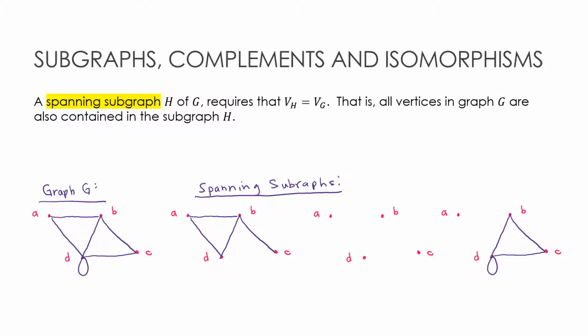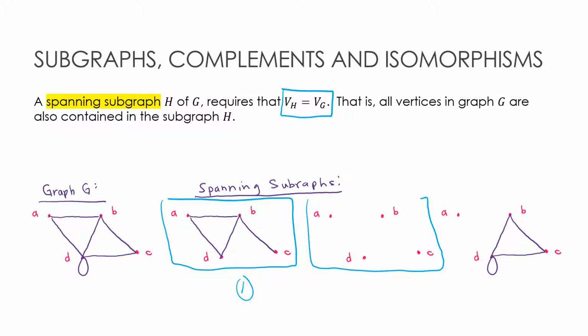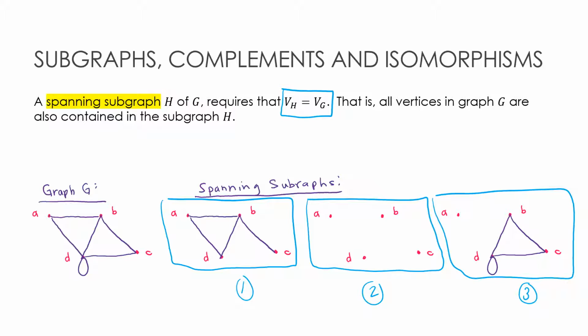A particular kind of subgraph is called a spanning subgraph, and essentially what that tells us is that the vertices must be the same. So here, as you can see, I'm just going to number these so we can specify which one is which, 1, 2, 3, examples of spanning subgraphs, and what they have in common is that each of the subgraphs include all of the vertices from my original graph G. So each H, which is each subgraph, all have the same exact vertices as my original graph.